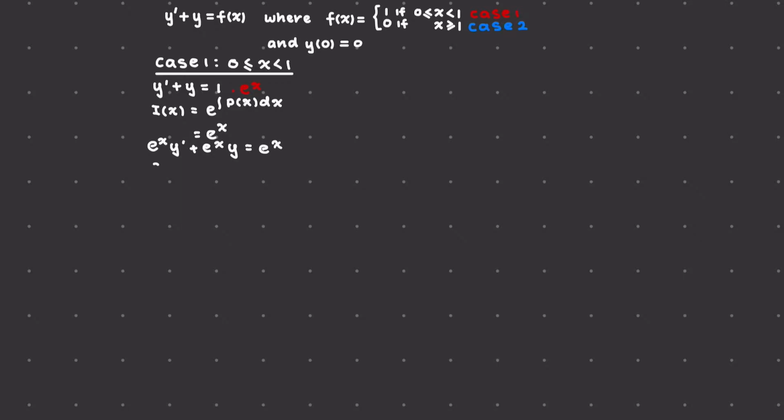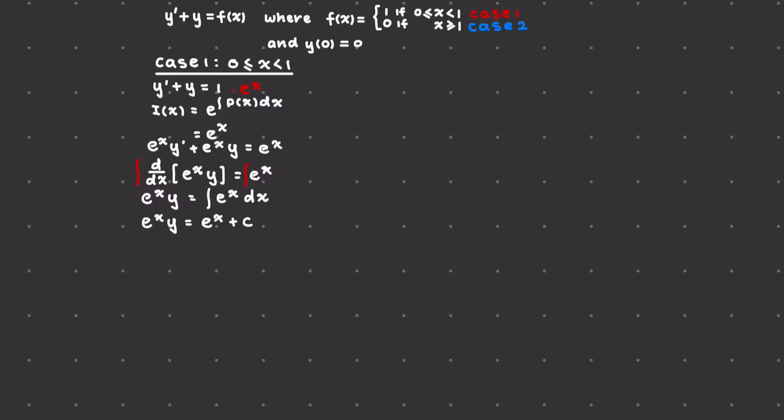And we can solve for this first order linear differential equation. And so d over dx of the integrating factor times y equals e to the x. And to get rid of the derivative on the left hand side, let's integrate both sides. And so this will give us e to the x times y equals the integration of e to the x dx. And the integration of e to the x dx is just e to the x plus c. So we can do this, equals e to the x plus c.